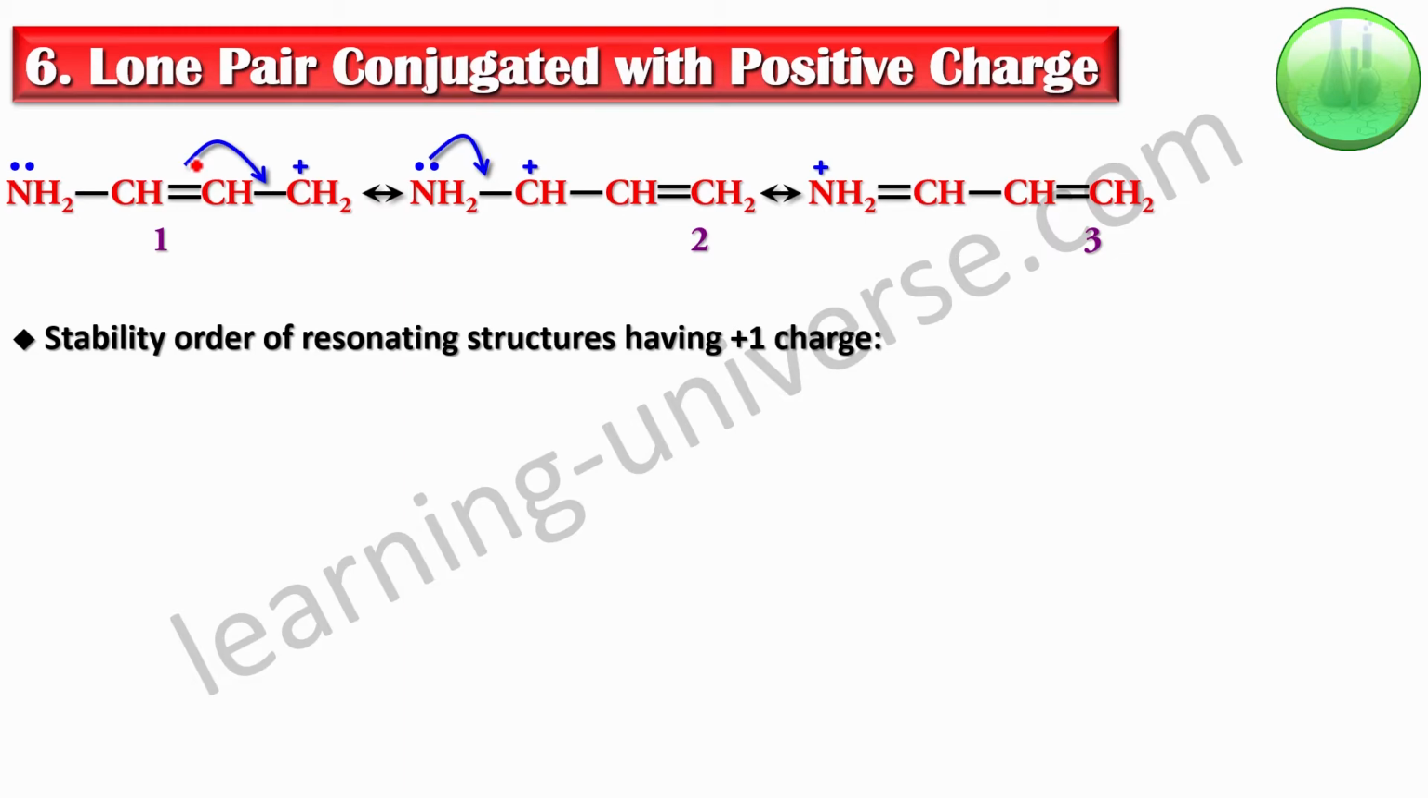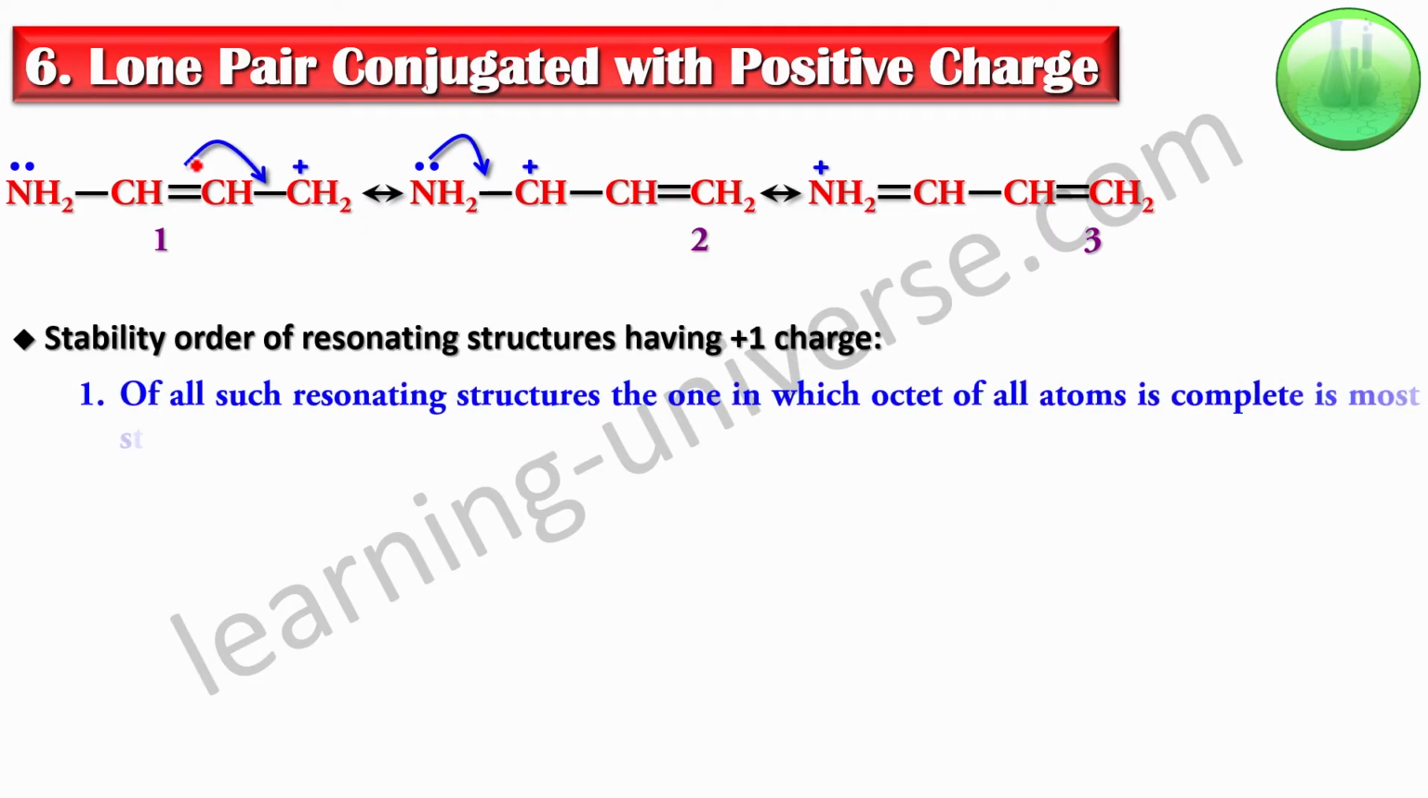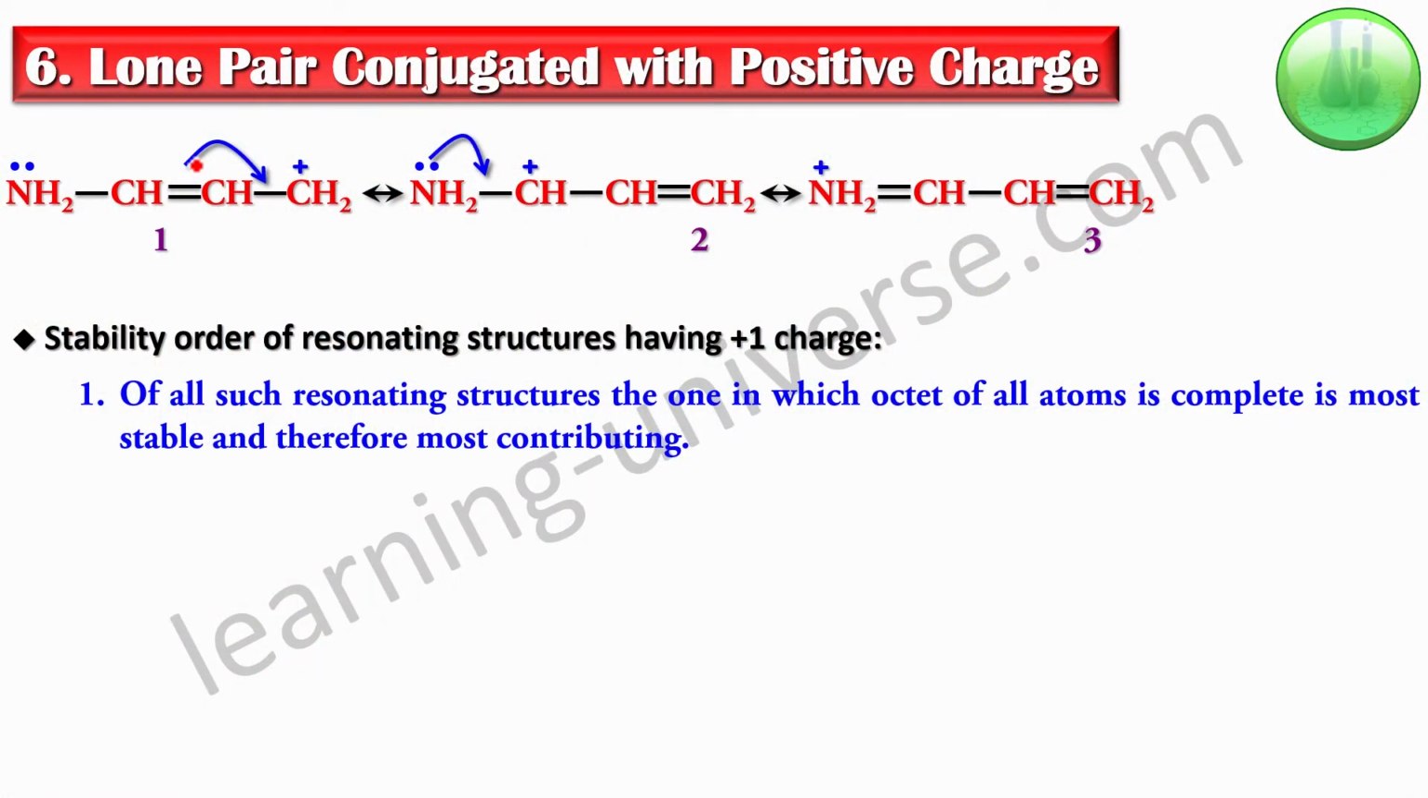When the net charge is +1, the order for resonating structures was: first look for octet complete. If you look at structure 3, all atoms have their octet complete, including nitrogen, whereas structures 1 and 2 always have one carbon with an incomplete octet. So structure 3 is most contributing, most stable. Now you might wonder, how is this more stable when N, the most electronegative element, has the positive charge? Remember, the first rule is not where the positive charge is located, it's whether all the atoms have the octet complete or not. That is the most crucial point.